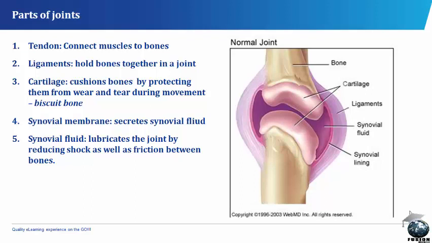2. Ligaments. They hold bones together in a joint. They are able to accommodate movements at the joints due to their elastic nature. This differentiates them from tendons. 3. The cartilage. This cushions bones by protecting them from wear and tear during movement. An example is the biscuit bone.